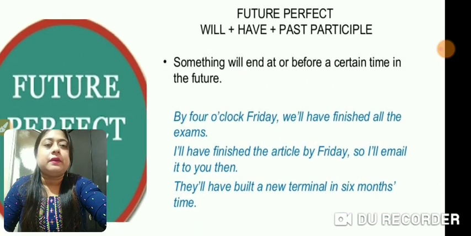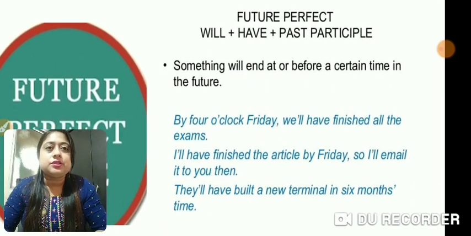So future perfect, what is its structure? Will plus have plus past participle form of the verb. And what do we use it for? Something that will end before a certain time in the future. For example, by 4 o'clock Friday we will have finished all the exams.